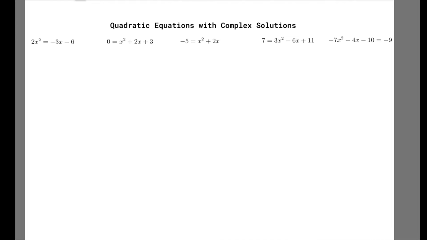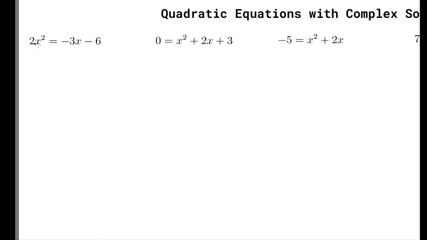Alright, so this is going to be another video about solving quadratic equations with complex solutions, and we have 5 problems here that we're basically going to be working out, so hopefully this concept makes more sense after watching this video. So this first one here, if you notice, it's not actually in standard form, so I'm going to rewrite it really quick so it's in standard form.